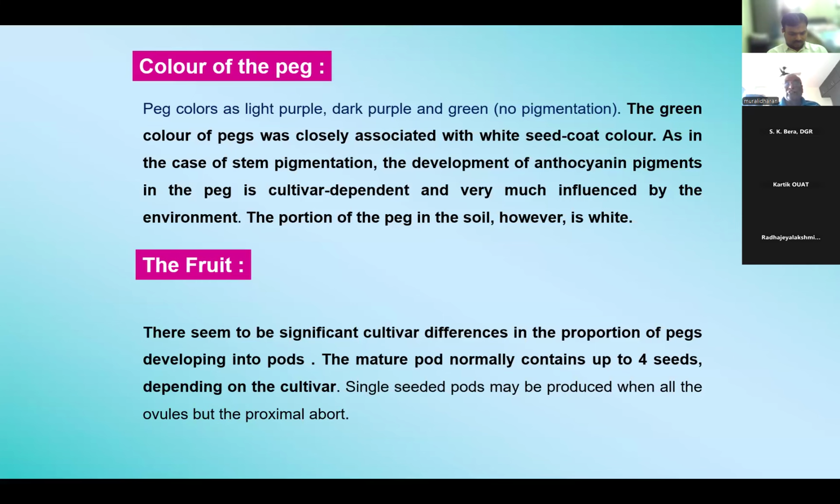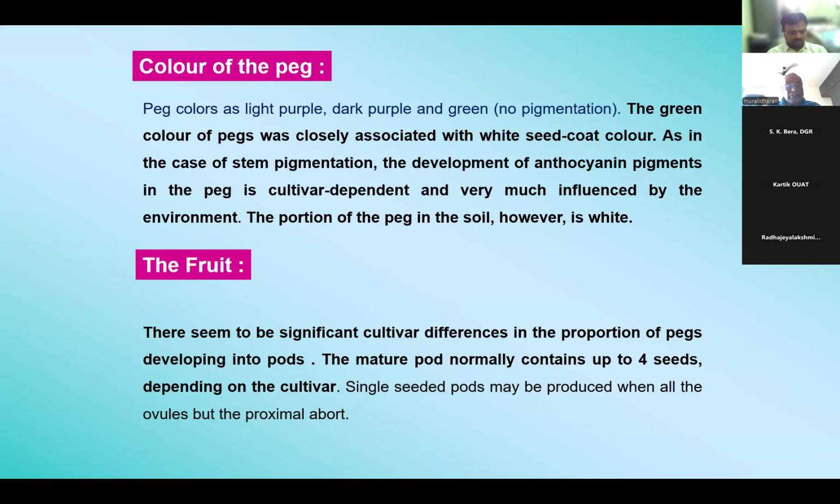Color of the peg. Actually, there are light purple, dark purple, and green colors, or there is no pigmentation. If you see that white testa varieties are associated with green color pegs, we can predict that if the color is green above the soil, then we can expect that the testa color may be white. As in the case of stem pigmentation, the development of anthocyanin pigments in the peg is cultivar dependent and is very much influenced by the environment. Once it enters inside the soil, it is white color only, because there is no sunlight.